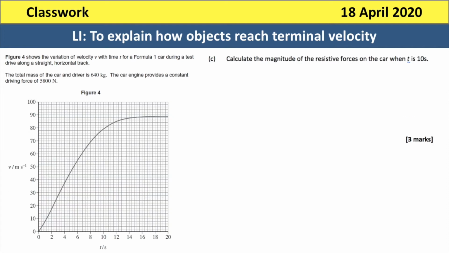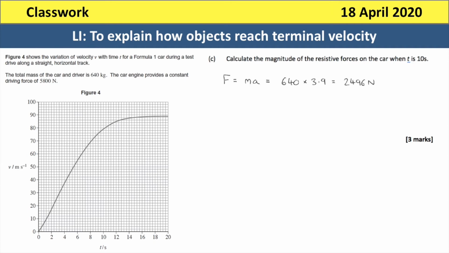Part C. Calculate the magnitude of the resistive forces on the car when t is 10 seconds. Now, we know quite a lot of information. We know what the size of the driving force is, we know what the mass of the car is, and we've worked out the distance travelled and the acceleration at 10 seconds. So, to work out the resultant force, we use F equals ma, and that gives us a resultant force acting on the car of 2,496 newtons.